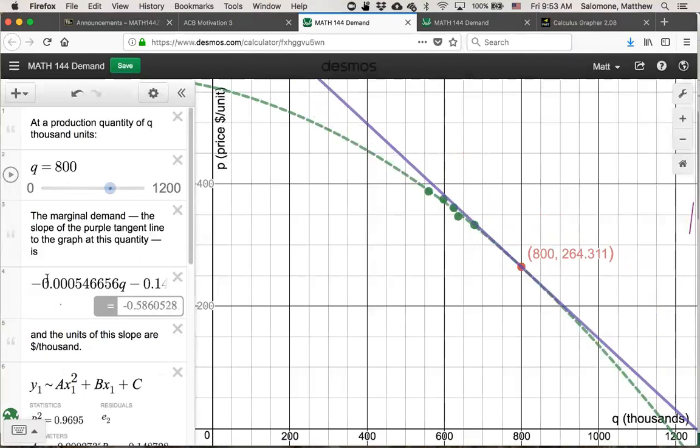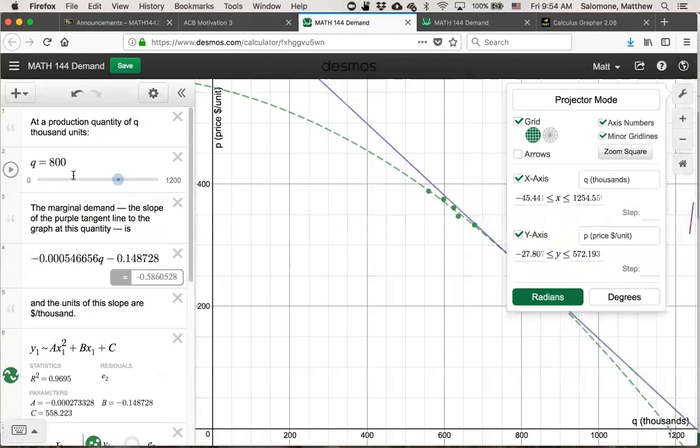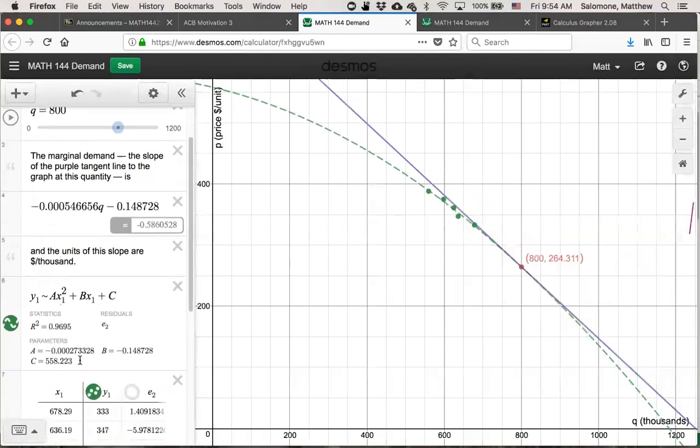To do that, we want to take this function, minus 0.00027 q squared minus 0.148728 q plus 558.223. We want to do something to that formula that can tell me the value of the marginal demand, not the demand, but the marginal demand at each of these different points.